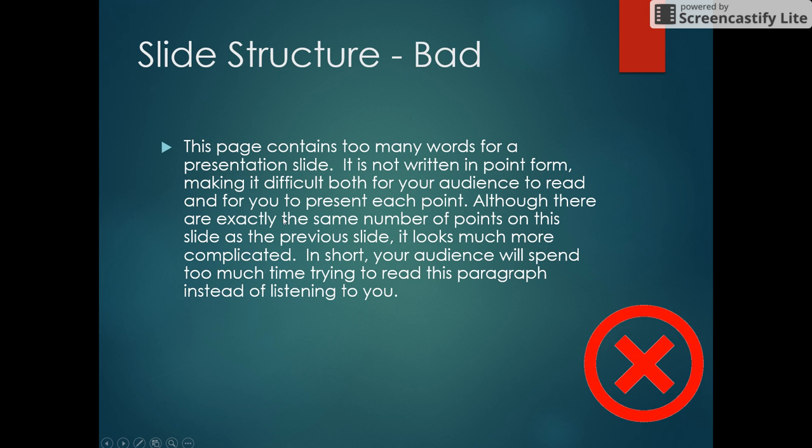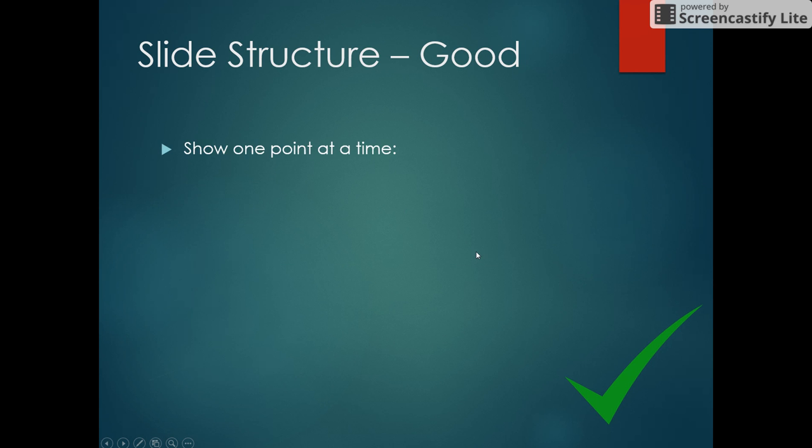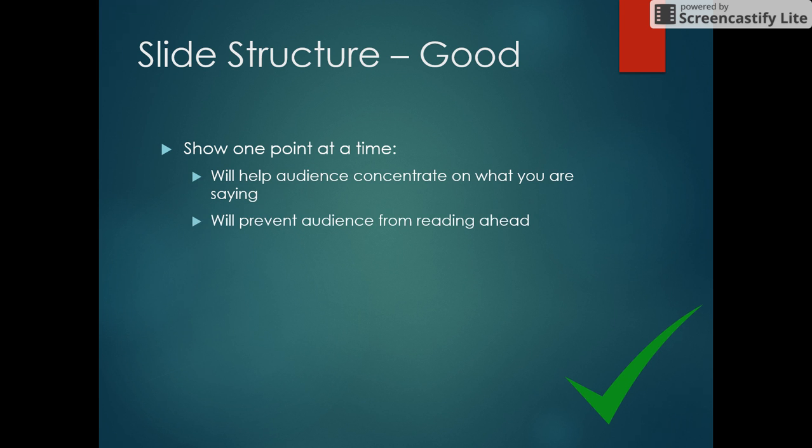So what you want to do is avoid things like this. Here's a bad example, and you see we've got a paragraph of full sentences. No one wants to read that, okay? So avoid that. Now, for slide structure, some people like to just show 1 point at a time, because when you show 1 point at a time, they can concentrate just on that point, so what you're saying. It will keep them from getting ahead. So if you're trying to reveal some points in succession, it keeps them from going ahead of you. Helps to keep you focused as well, because you're only going to be talking about 1 point at a time.